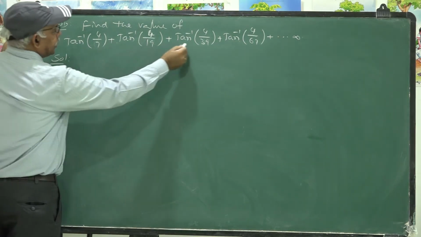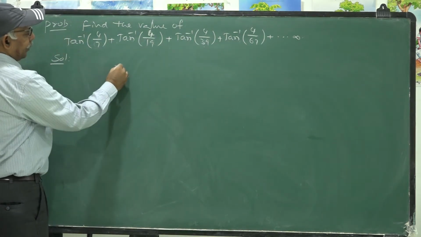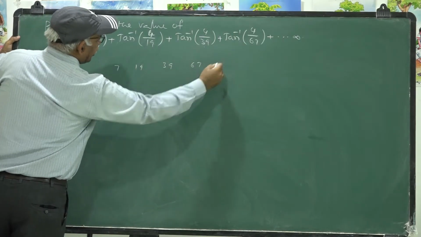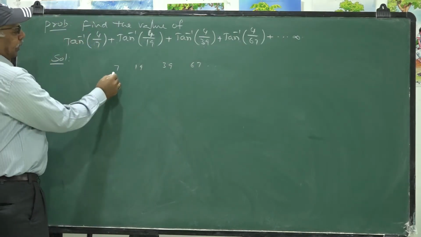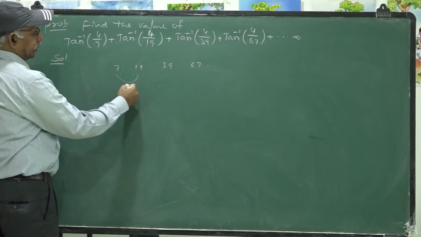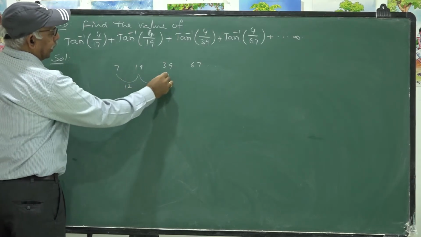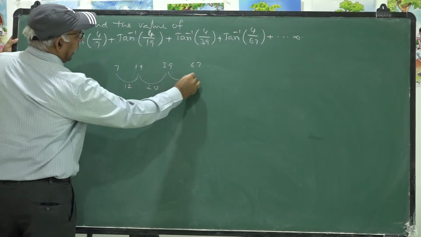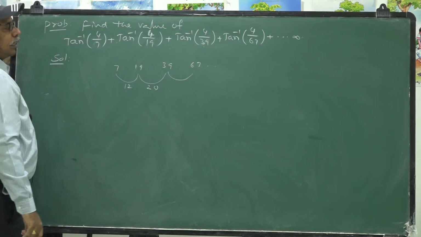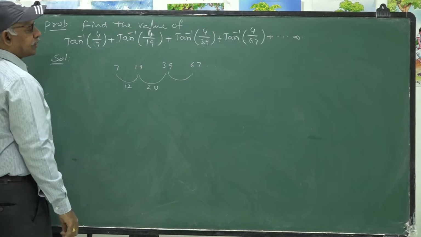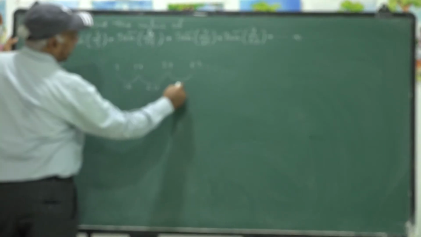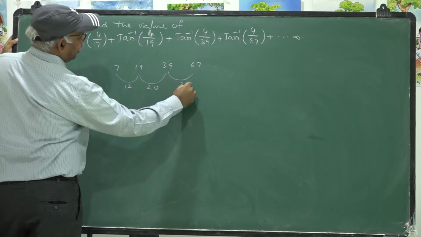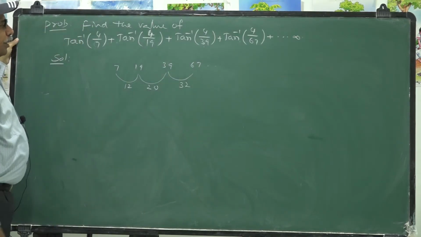Before obtaining the nth term, observe these values: 7, 19, 39, 67 and so on. Here the difference is 12. Here this difference is 20. And here the difference is 28.